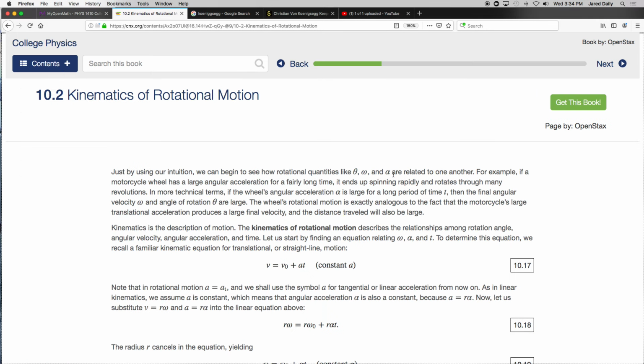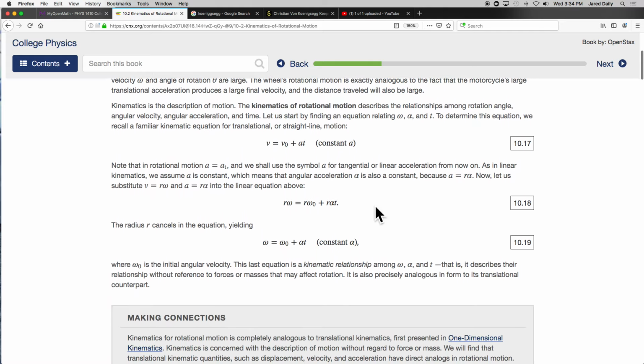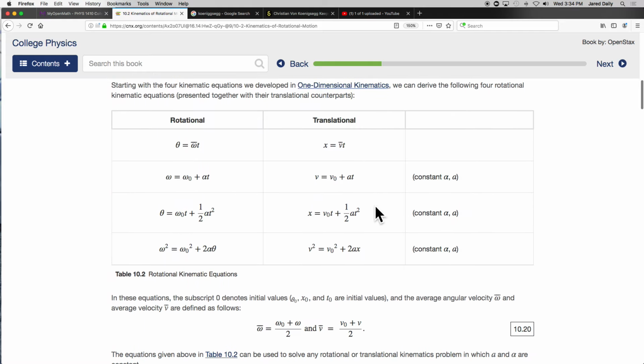So then we went on, we studied a little bit of kinematics and rotational motion, and we learned that pretty much the equations are the same as translational. If you're moving in straight lines, you get these equations that work out as long as you have a constant acceleration, where you can calculate different things. You also have the average velocity equation down here.